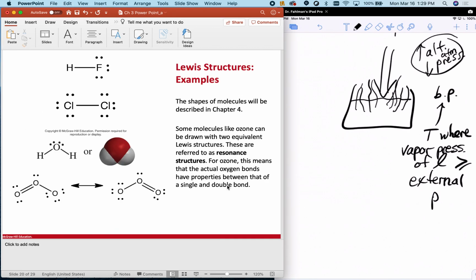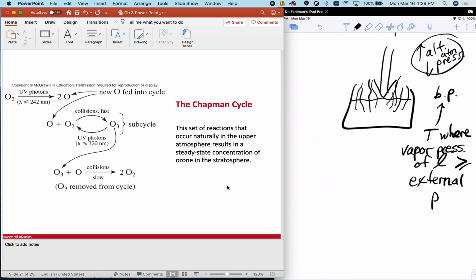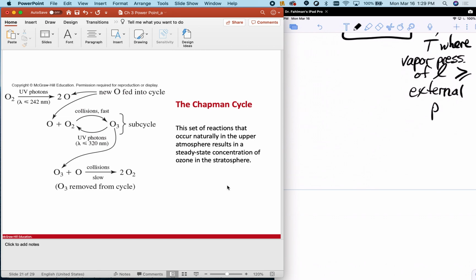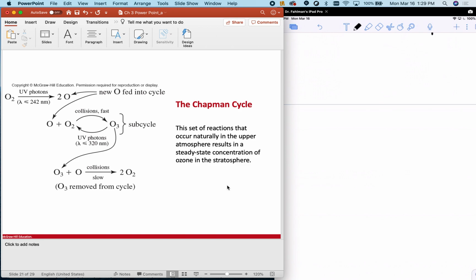So we looked at Lewis structures, and so let's talk about the Chapman cycle. This is something you could be asked questions about on an exam. Not to put this down exactly like this, but just be familiar with the parts of the cycle. The most important parts of the cycle are really just 3 parts. You've got oxygen that breaks apart into 2 oxygen atoms. To be a little more explicit, we could say this.